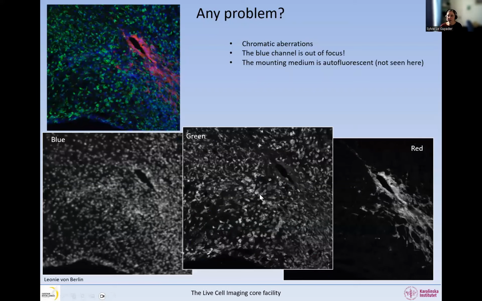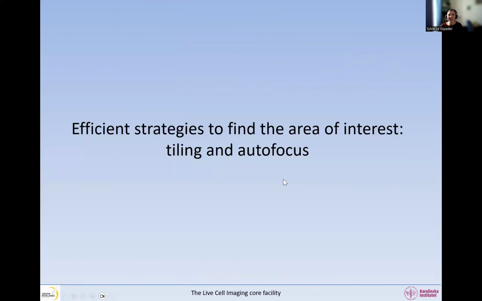When you see something like this, all your bells go off. Try to put as little mounting medium as possible. If it is not possible for you to put your sample on the cover slip, you should put very, very little mounting medium. Put your sample on the cover slip, not on the slide, and show each channel separately in black and white, because you see when I showed you the overlay, you didn't see it. It was very difficult to see, but now you could see this straight away. Good.